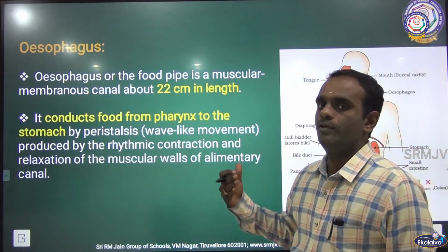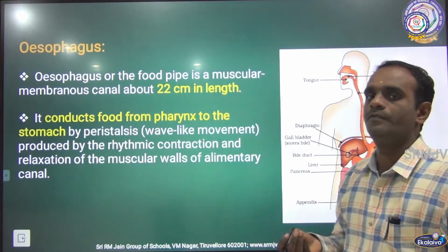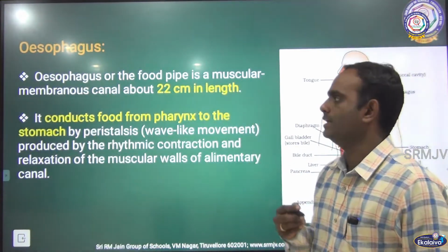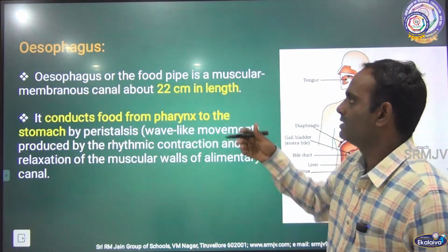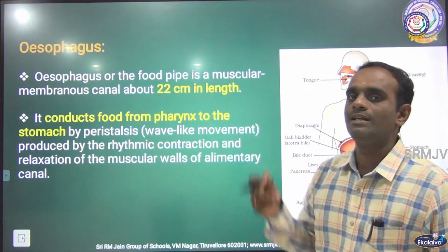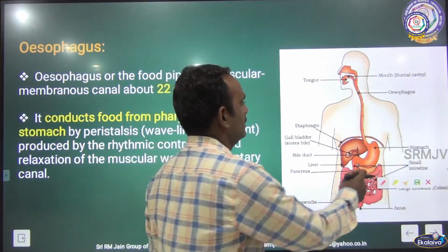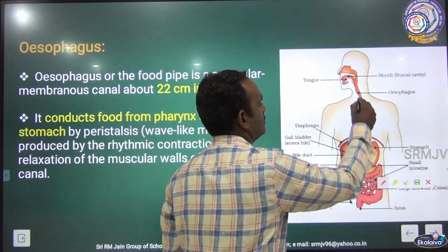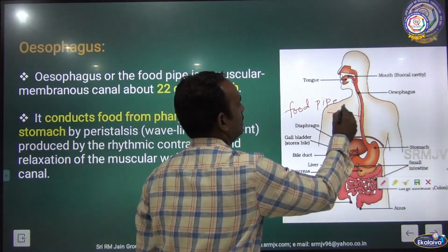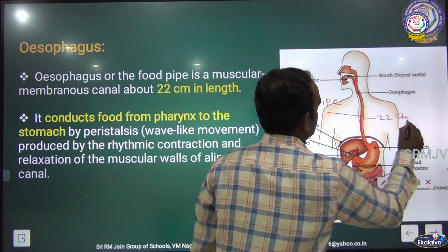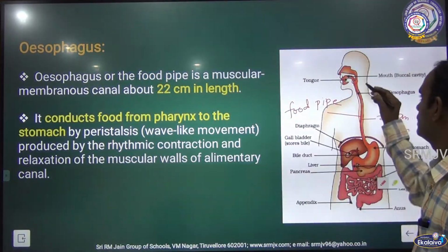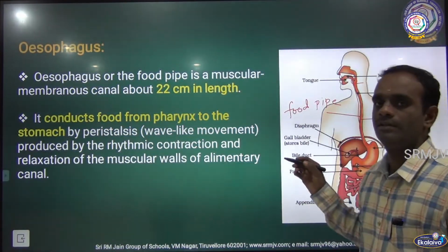Then followed by the pharynx, it is the esophagus. Esophagus is also called the food pipe. Esophagus or food pipe is a muscular membranous channel of about 22 centimeter length. See the picture here. This is the esophagus. It starts from here till here. This is the esophagus or food pipe. Its length is 22 centimeter. It starts from the pharynx and connects it with the stomach.